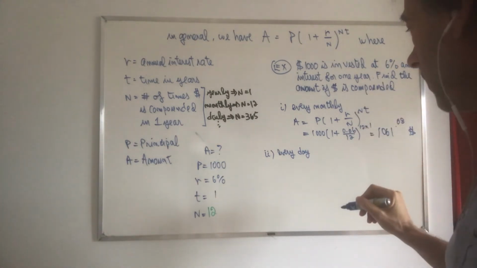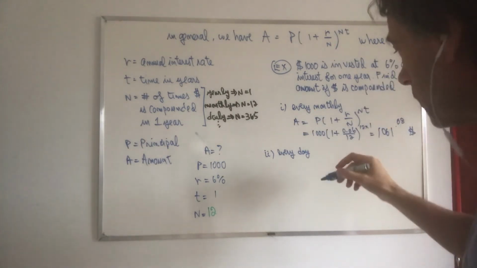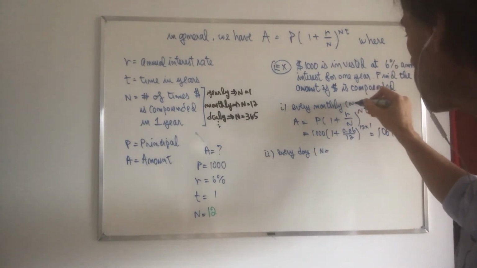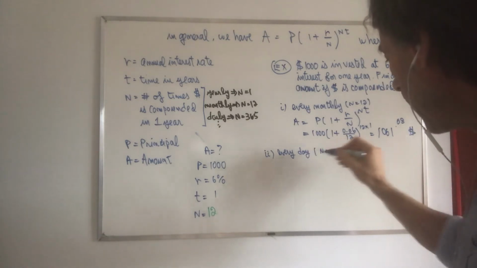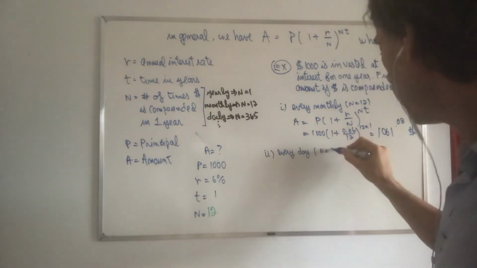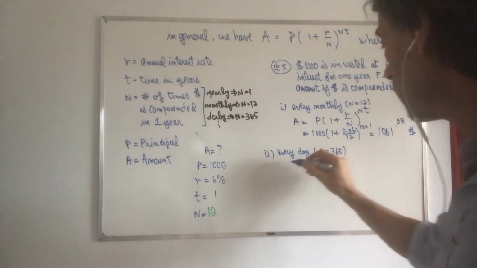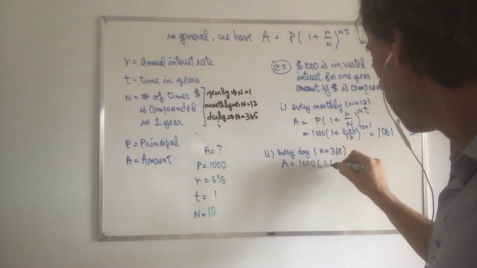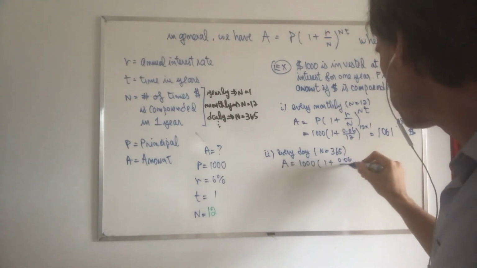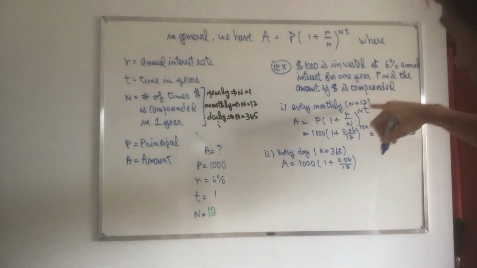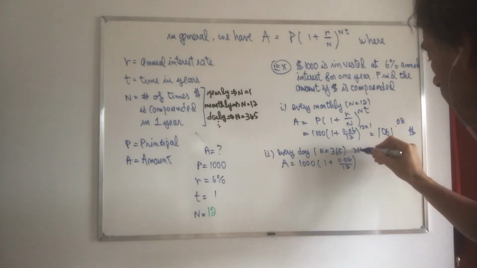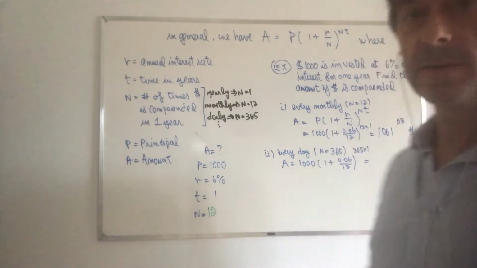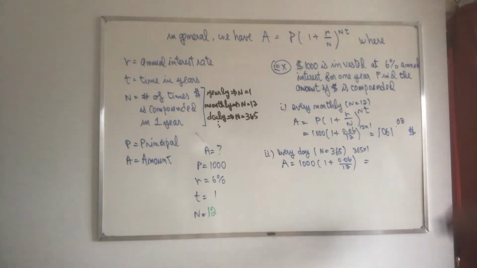What if money is compounded daily? Well, it's the same formula. Nothing changes except the N. What is N here? So monthly, N is 12. So here, daily, how many days in a year? 365. So my A is going to be P(1 + 0.06/12)... and now to the power of NT, so 365 times 1. We put that into the calculator, and what we get is 1,061.83.